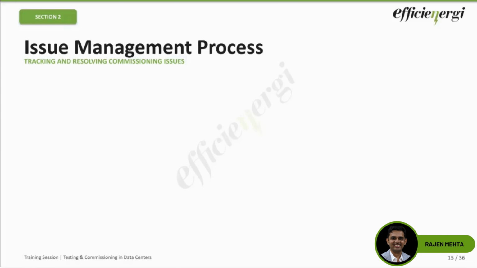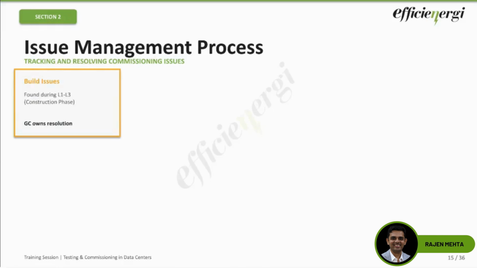So let's go to the issue management process. So I'll explain. There are different ways of classifying the issue categories, but I've done it in these ways. The build issues, I will call them, which are the L1 to L3 issues. These are all found during the construction phase. The GC owns the resolution completely, and it must be closed before the green tag is achieved. Wrong equipment, installation errors, testing failures, IR values, वगैरह.